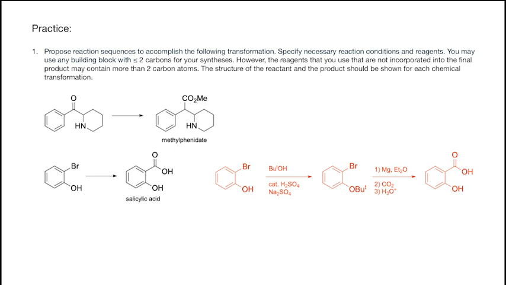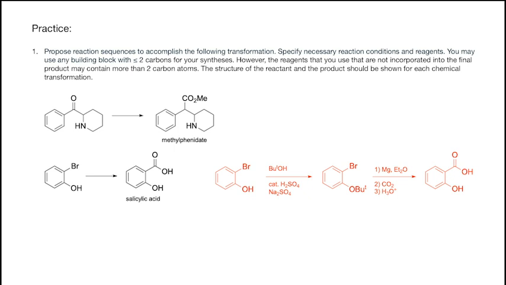To address this, the synthesis begins with protecting the phenolic alcohol by reacting it with tert-butanol in the presence of catalytic sulfuric acid and sodium sulfate, forming a tert-butyl ether. This protects the phenol's acidic proton while leaving the aryl bromide available for further reactions. Next, the aryl bromide is converted into a Grignard reagent using magnesium in diethyl ether. The resulting Grignard reagent is then reacted with carbon dioxide, CO2, to form a carboxylic acid.